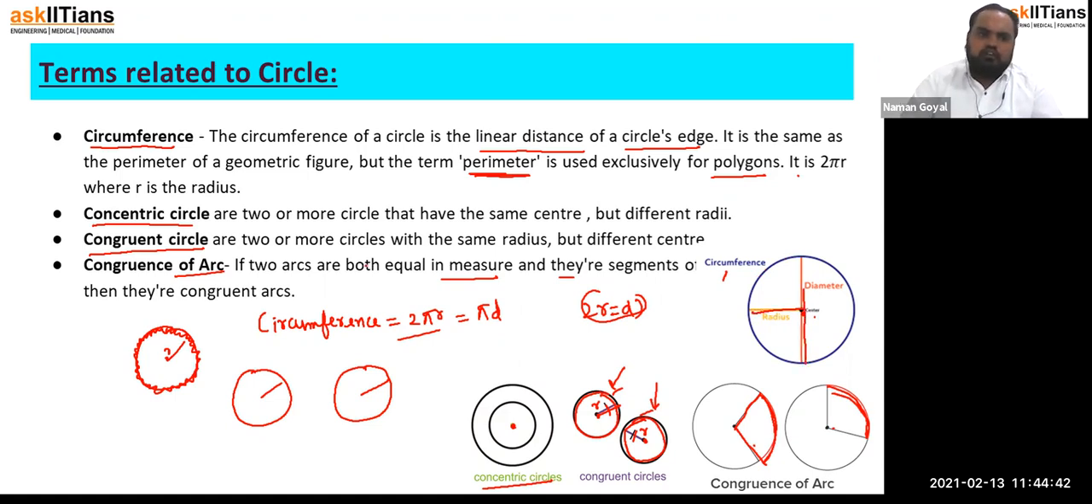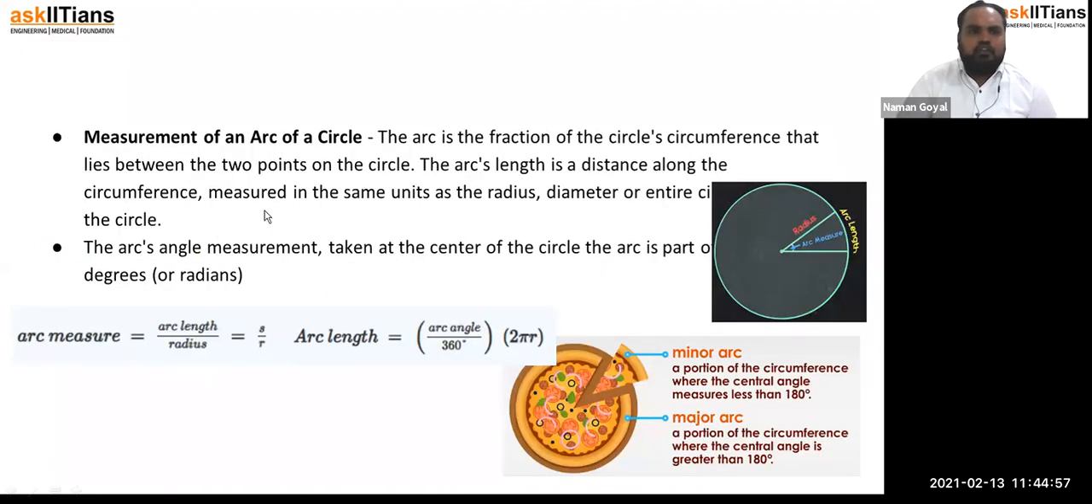Okay, got it. So we got what is circumference, what is concentric circle, what is congruent circle, and what is congruent arc. A concentric circle is when two or more circles have the same center. Okay, now see, there are some formulas we have to learn.